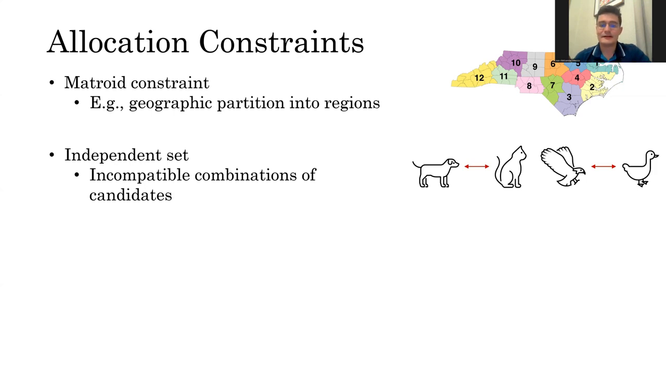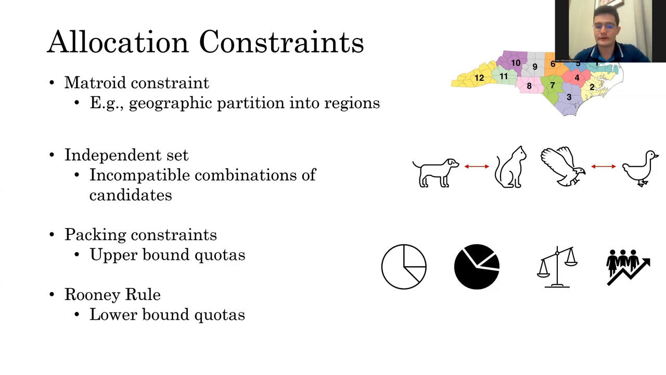The third type of constraint is the packing constraint. Candidates may be assigned to maybe overlapping categories such as gender, race, socioeconomic status, and we may have upper bound constraints on the number of candidates that we can select from each category. Similarly, the Rooney Rule constraints are lower bound quotas that the decision maker sets as a form of affirmative action for each category of candidates, with the objective of providing each category of candidates with a baseline representation.